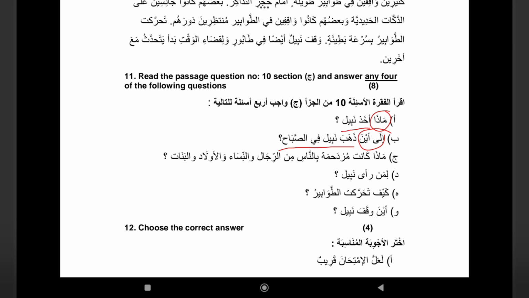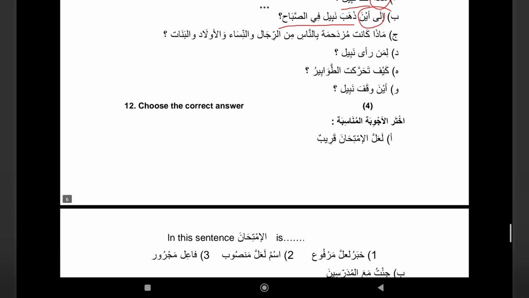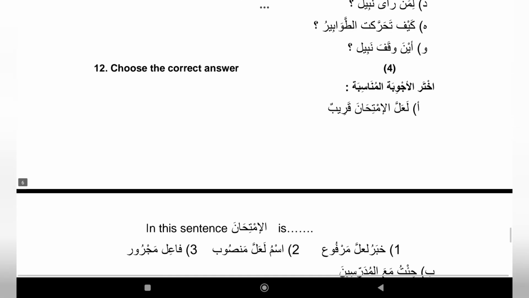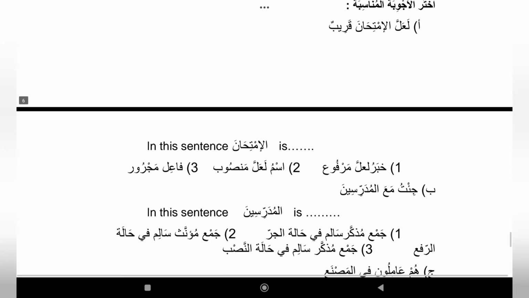Sometimes you have to bring the main answer at the end, sometimes at the beginning. Okay, that you should do as per your convenience. لمن رأى نبيل كيف تحركت, like that. Now choose the correct answer. 12th question. لعل الامتحان قريب.